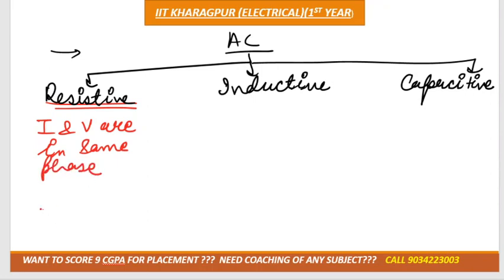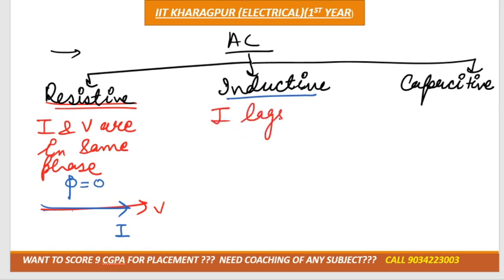Same phase means if voltage is on the x-axis, then in that case current is also on the x-axis. Okay. Basically, the angle between voltage and current is how much? Tell me. Obviously, zero, right? But in the case of inductive, we'll have current lags voltage by an angle of 90 degrees.